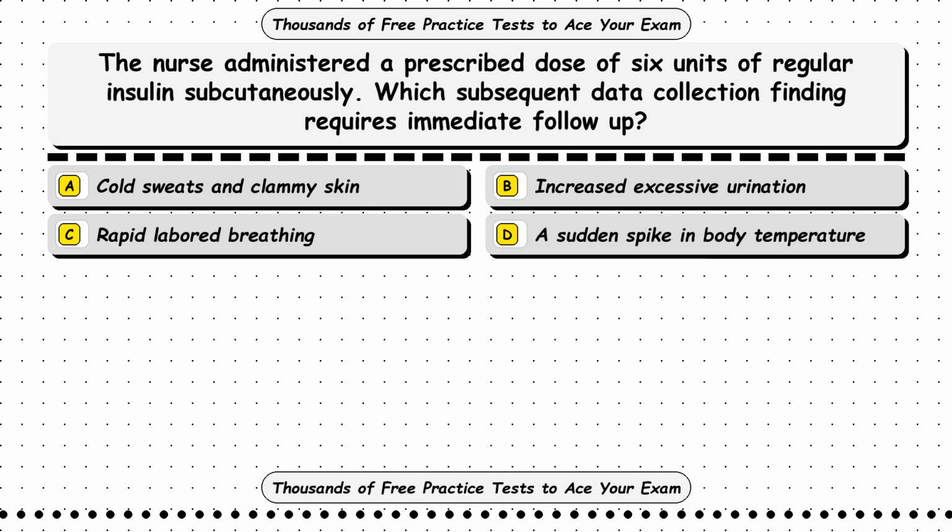Question 23. The nurse administered a prescribed dose of 6 units of regular insulin subcutaneously. Which subsequent data collection finding requires immediate follow-up? Option A. Cold sweats and clammy skin. Option B. Increased excessive urination. Option C. Rapid labored breathing. Option D. A sudden spike in body temperature.